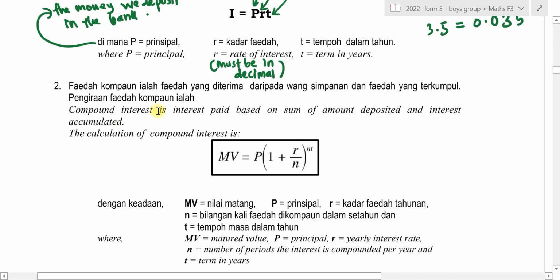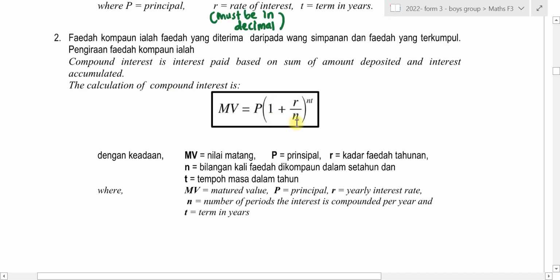Compound interest. Okay, this is compound interest. Compound interest is the interest paid based on the sum on deposit and interest accumulated. That means every year the interest is going to grow, right? If you put it in under compound interest, every year the interest also will grow. So which is a very good return for an investor. Okay, the calculation of compound interest is as follows.